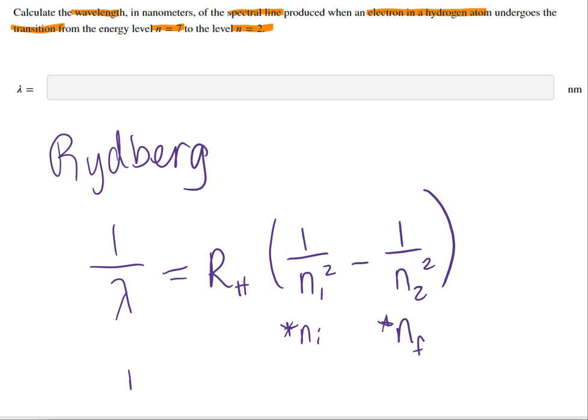And then the Rydberg constant is 1.096776. We can often just show it as 1.097 times 10 to the 7th, and that's inverse meters, so 1 over the meter. So keeping that in mind, we have the Rydberg constant, we have the first energy level, we have the second energy level, so we can simply plug into this equation to calculate the wavelength.